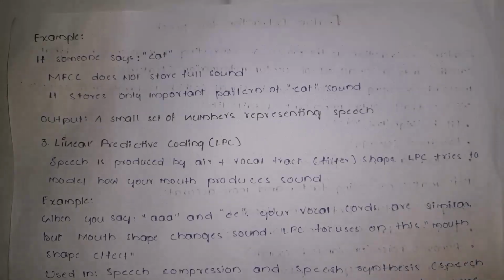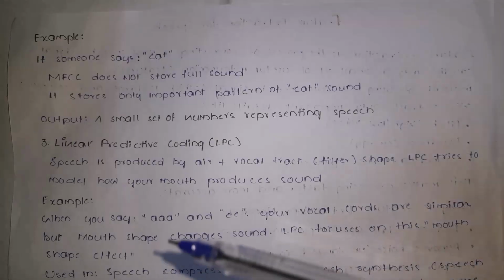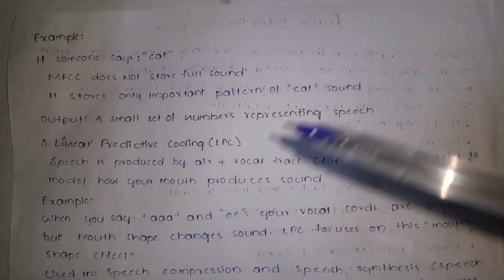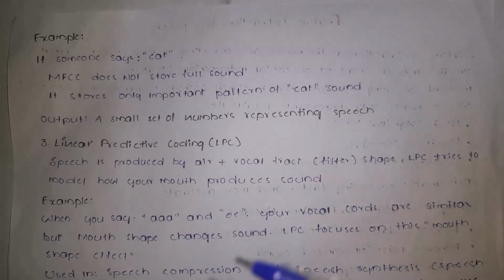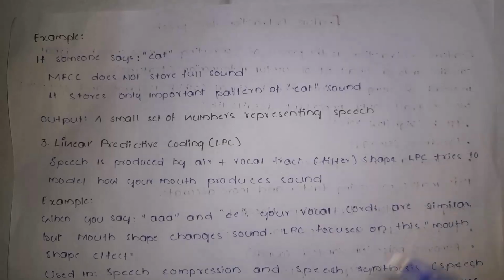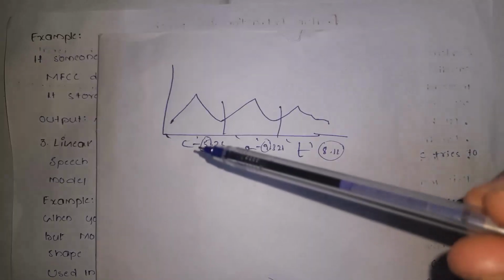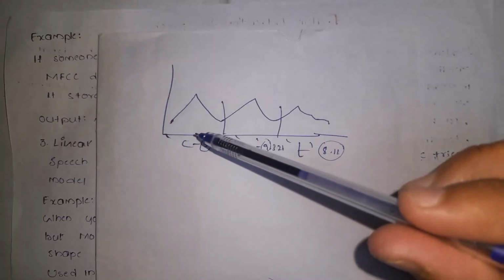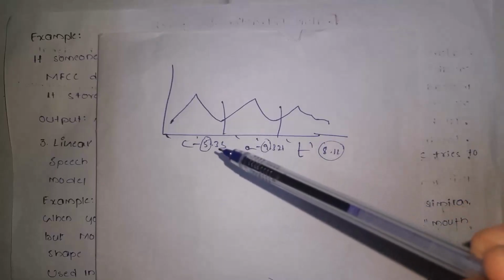For example, whenever I say cat, the MFCC technique will not store the entire sound. Instead, it will store only important patterns, how cat is formed. Based on those patterns, the system will identify that it is cat. So instead of storing sound, patterns are stored by removing background noise. Guys, each pattern will represent one number, and based on that number, the system will understand that it is cat.